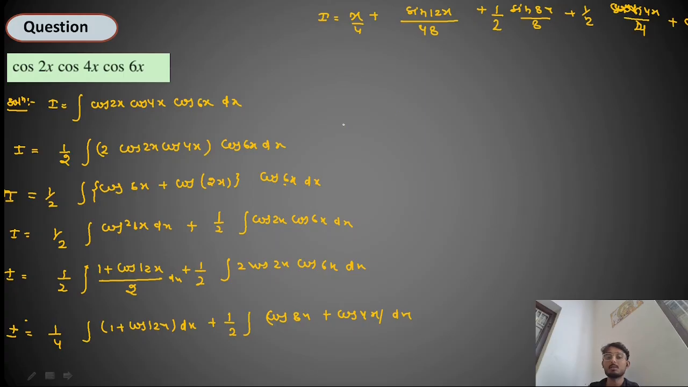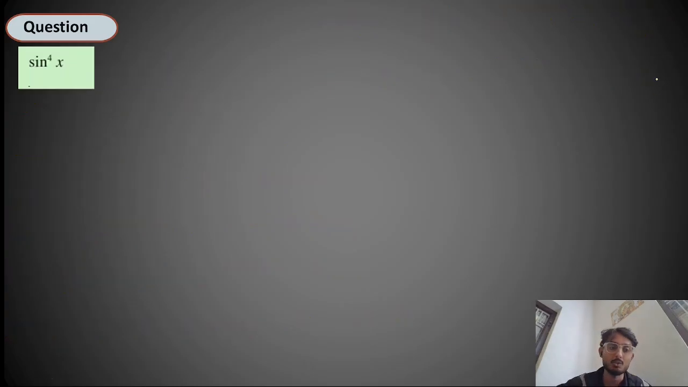You can write the answer in the form of I equal to x upon 4 plus sin 12x upon 48 plus sin 8x upon 16 plus sin 4x upon 8 plus c. This is the final answer. Let's move on to another example.